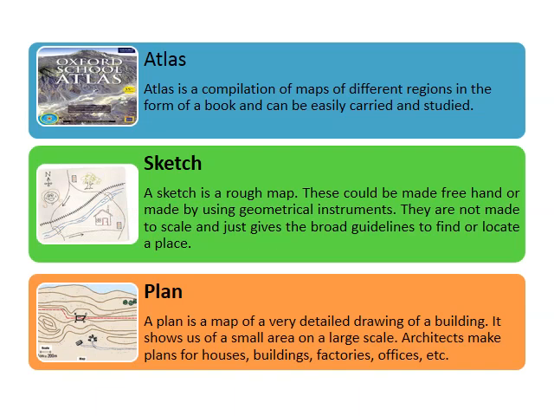Now, what is an atlas? An atlas is a compilation of maps of different patterns and places. They have sets of maps of different regions compiled in the form of a book and can be easily carried and studied.